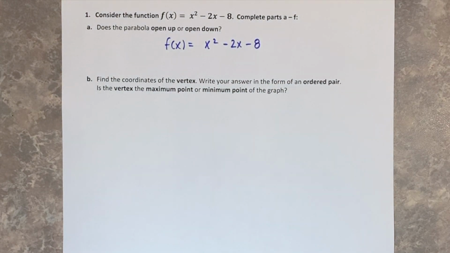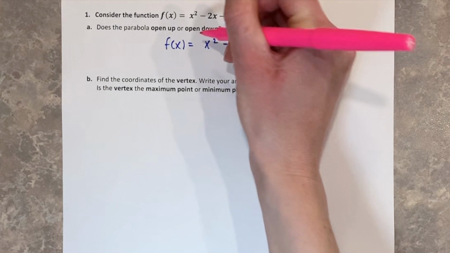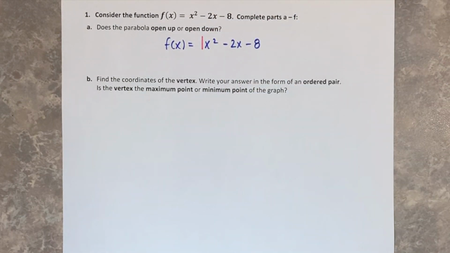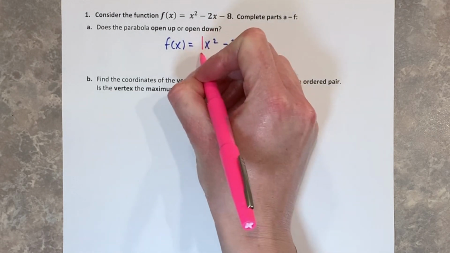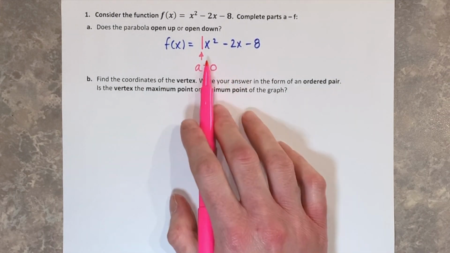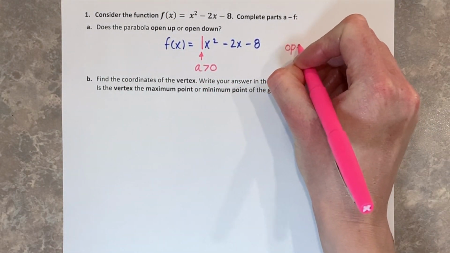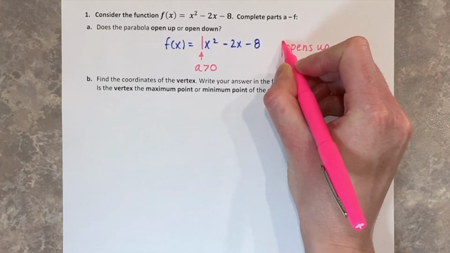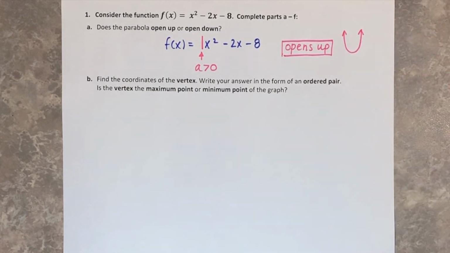For part A, we want to determine if our parabola is going to open up or down. All we need to do is look at the coefficient of the x squared term. And the coefficient of this x squared term is an implied 1. We call this coefficient A, and since this is positive, we can say that A is greater than 0. We said on the previous page that if our A, our coefficient of our x squared, is greater than 0, then our parabola will open up. That means our parabola will be an upward-facing U like this.